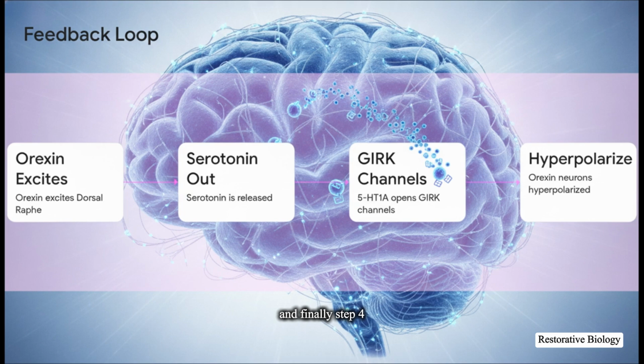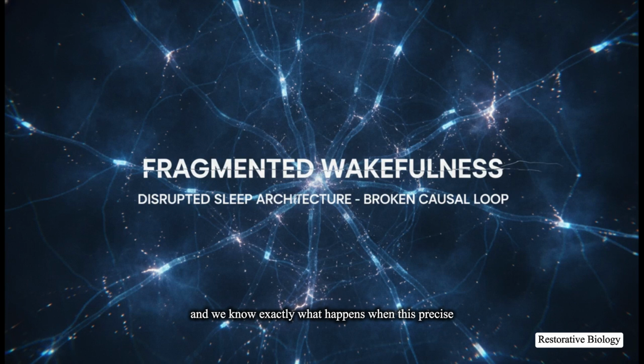And finally, step 4, the orexin neurons are hyperpolarized. They are essentially pumping the brakes on their own activity, so your arousal system doesn't just spiral completely out of control. And we know exactly what happens when this precise causal loop breaks down.